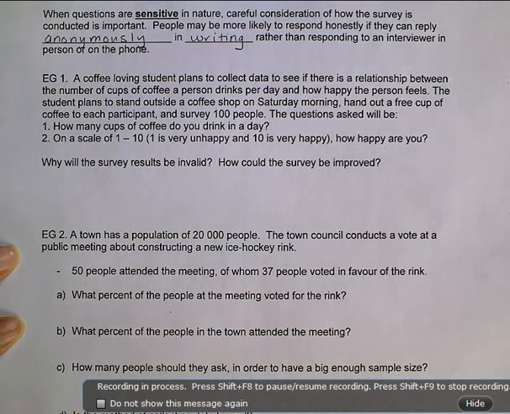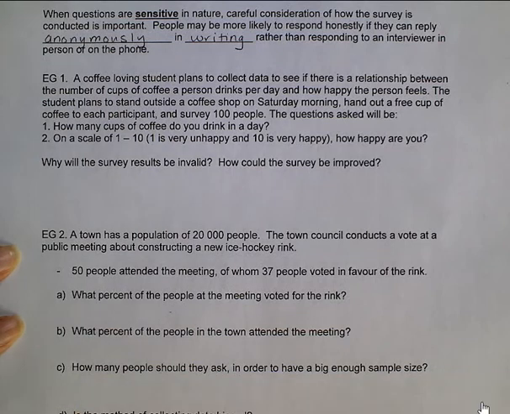Okay, so let's work through some of these examples. I'll read you the example. Again, when we do the examples, I suggest that you pause the video, answer the question on your own, and then unpause it as we take up the answers.